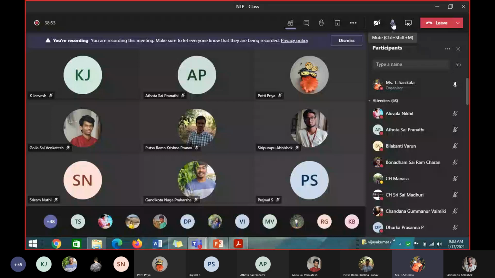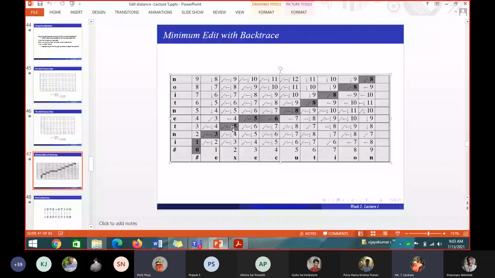Now can you trace it, students? This 5, how did I get it? T and X, 5. Ma'am, are you sharing your screen? Yeah. You can't see the screen now? It came, ma'am. Okay, now can you tell me.